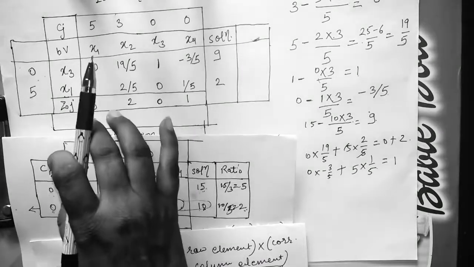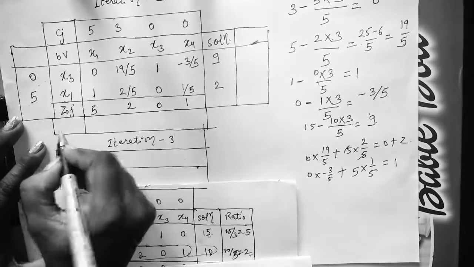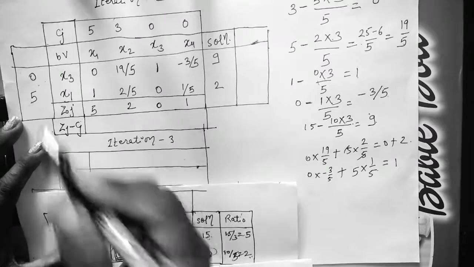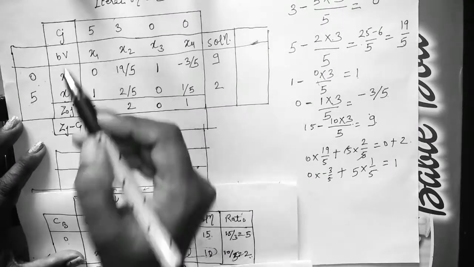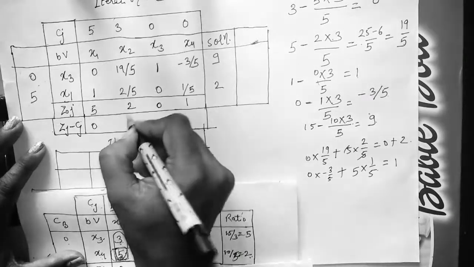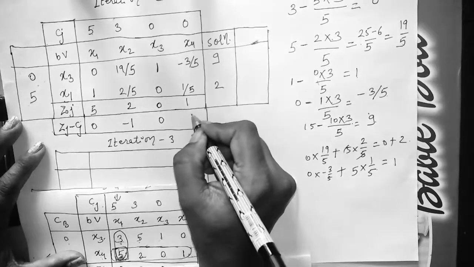So this is the Zj. Now we have to calculate Zj minus Cj. This is Zj and this is Cj. So 5 minus 5 is equal to 0. 2 minus 3 is minus 1. 0 minus 0 is 0, and 1 minus 0 is 1.